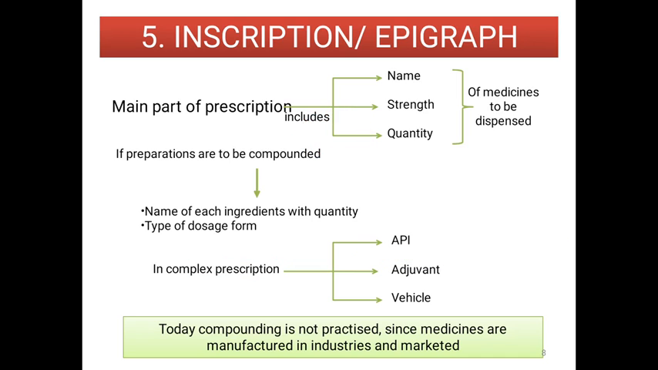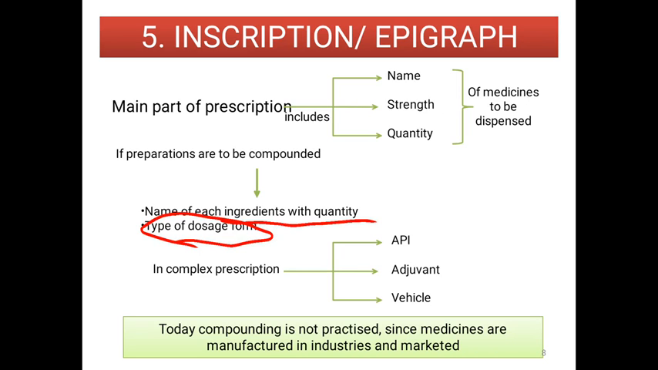Then next one, inscription or epigraph. This is the main part of prescription which contains name of the medicine along with the strength and quantity of medicines to be dispensed. In ancient times, all the preparations were compounded at the time of dispensing. In such cases, name of each ingredient along with the quantity and type of dosage form to be dispensed should be mentioned in the prescription.